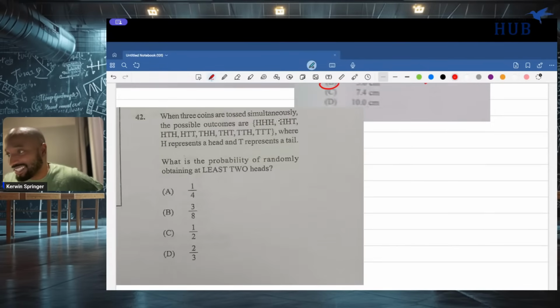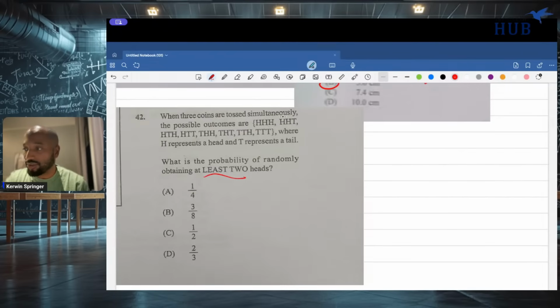3 coins are tossed simultaneously. We get head, tails, head, tails, heads, head, tail, tail. I don't want to read all of that. What is the probability of randomly obtaining at least 2 heads? Getting at least 2 heads means you get triple heads or 2 heads.